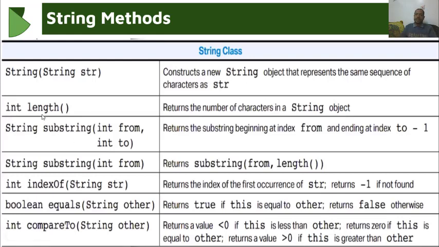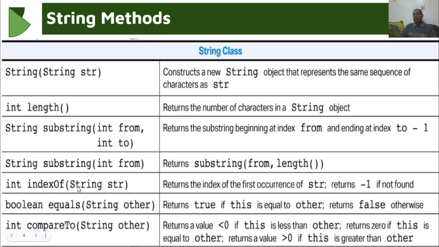We have some methods like int length, but this is a return method, and the return is an integer. So it will show you how many letters or characters are inside this string. Substring is to start taking some letters from the start index to the end index. Substring is a little bit different, because it's overloaded in the methods. So substring only, without from and to, you just remove some characters.